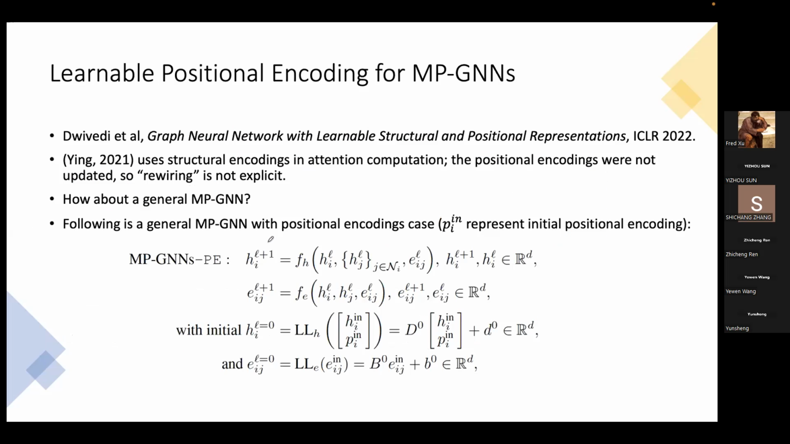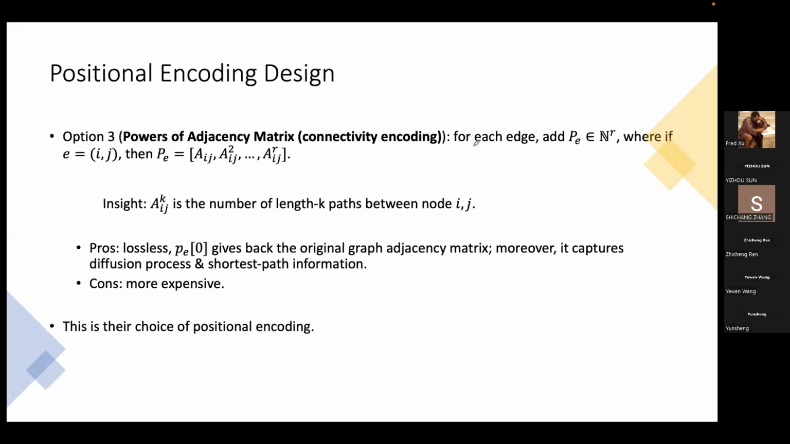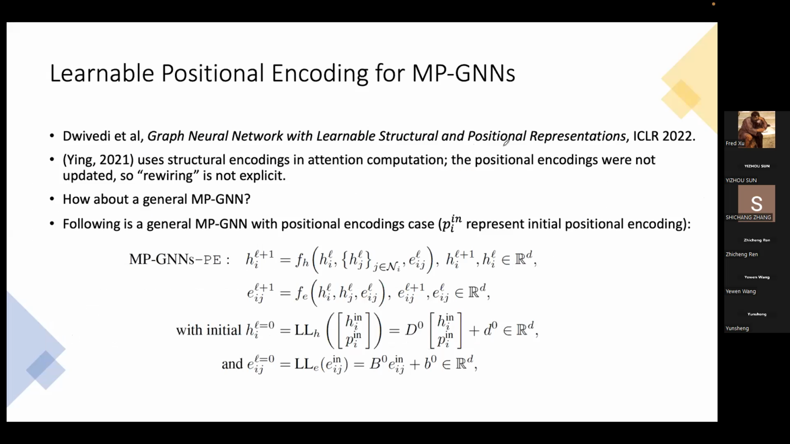After that paper, there's this one that's also using positional encodings. But what's interesting in this one is that they also try to learn the positional encoding, because the previous one simply used some existing graph-level features of the input graph. They didn't do any learning. In this one, they learn the positional representations at the same time, and they also reason about using it in the framework of a general message passing GNN.